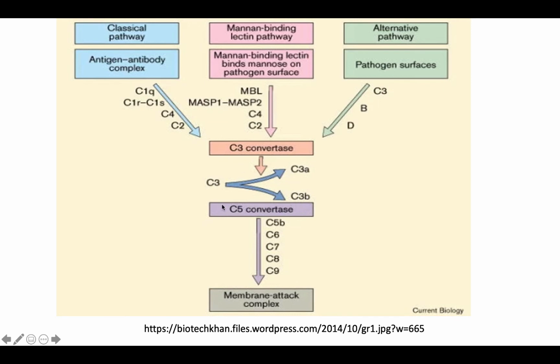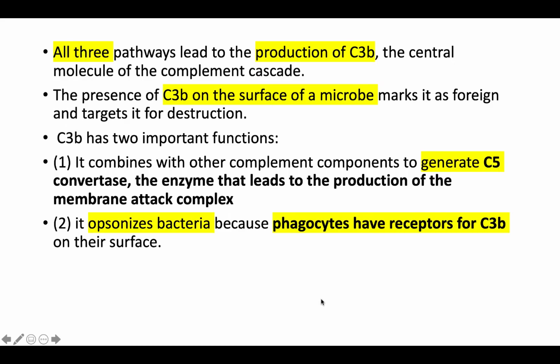C3b, as we mentioned with other forms, will end up with the C5 convertase, which breaks down C5 into C5b and C5a. C5a is an anaphylatoxin and causes chemotaxis. C5b, 6, 7, 8, 9 will make a membrane attack complex. All three pathways lead to the production of C3b. All of them have C3b.